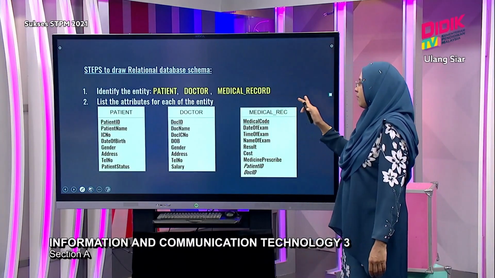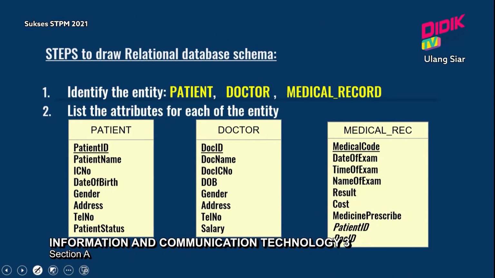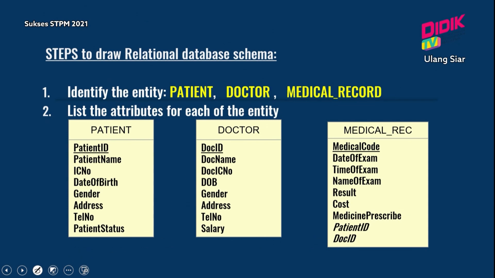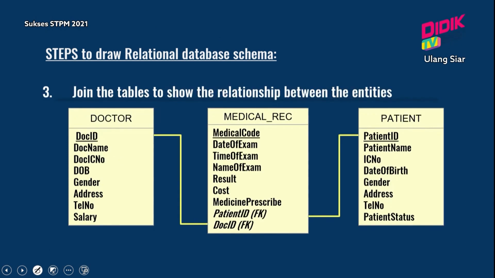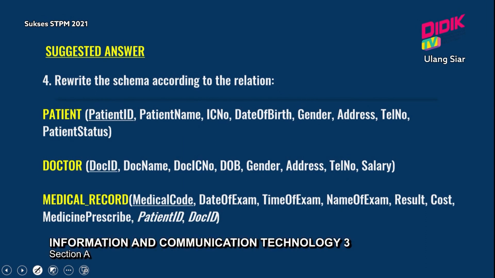First, identify the entities. In this question, they say patient, doctor, and medical report are the entities. Then you list out all the attributes, at least 3 to 4 attributes for each entity. Then you link the primary key with the foreign key. Then you have already connected all the 3 relations here. And then from the relations that you have done here, just copy back into the relational schema.